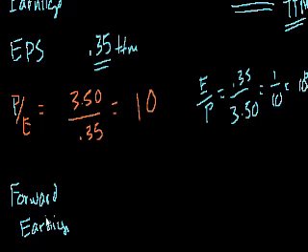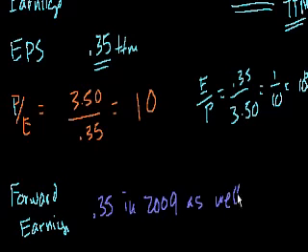Forward earnings are, there's a bunch of guys with MBAs and CFAs working for the banks, and they write research reports, and they model the company, they meet with the company, they analyze the industry, and if they're good analysts, they'll come up with a number. They might say, I think this company is not going to change. It's such a super stable business. They're going to make 35 cents in 2009 as well. So in this case, this would be the forward earnings.